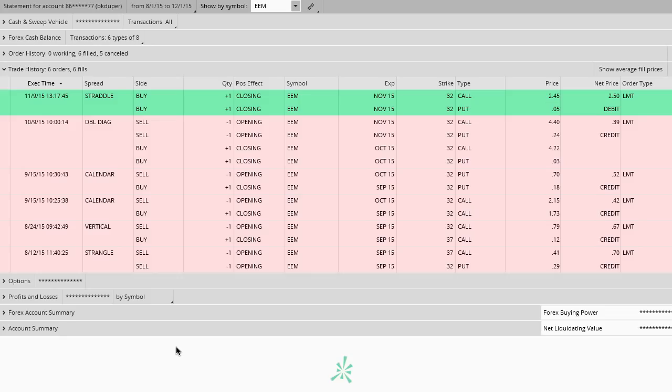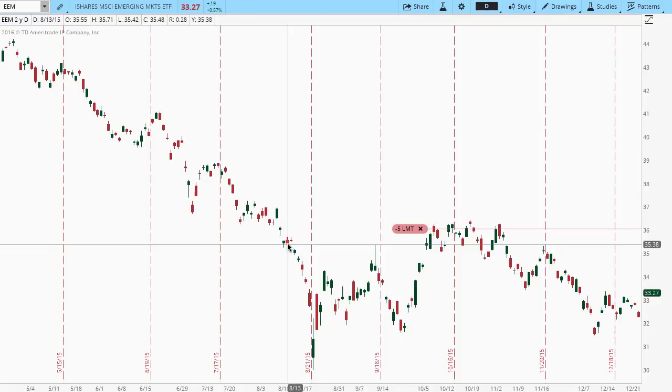All right, so again, inside of our Thinkorswim platform in our account statement, you can see our original trade here was back on August 12th. This was the strangle to open for EEM. We sold the September 37 calls and the 32 puts for a $70 credit. Now, if we go to the chart here, this is the August 12th date right here. So this is the day that we actually ended up selling the spread.